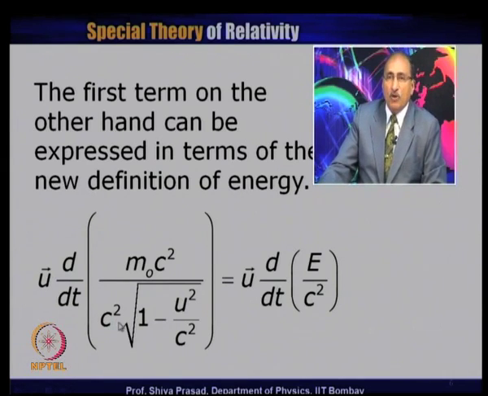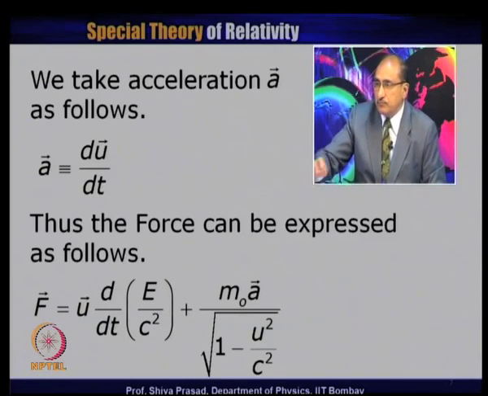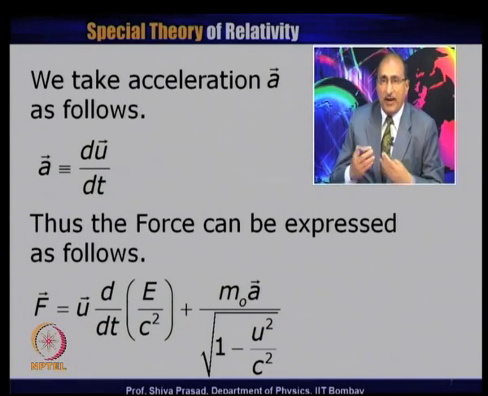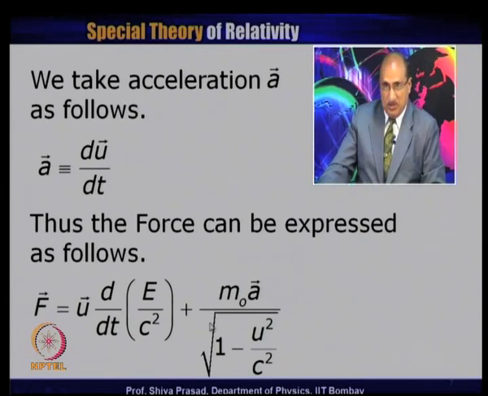So, the first term in that integration by parts can be written as u multiplied by d/dt of E by c square, where E is the total relativistic energy of the particle. So, just expressing it in a different form. Now, du/dt we know can be written as an acceleration. If you are in a given frame and you see a particle moving, the rate of change of velocity of that particle in this frame is obviously defined as an acceleration. So, a is du/dt, which means that the force can now be expressed as u multiplied by d/dt of E by c square, which we have just discussed, plus du/dt, which I have written as the acceleration of the particle, so m naught a divided by under root 1 minus u square by c square.